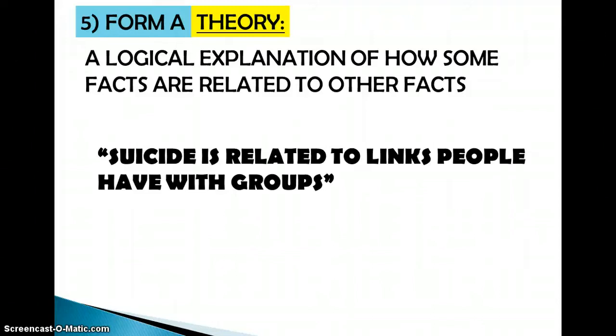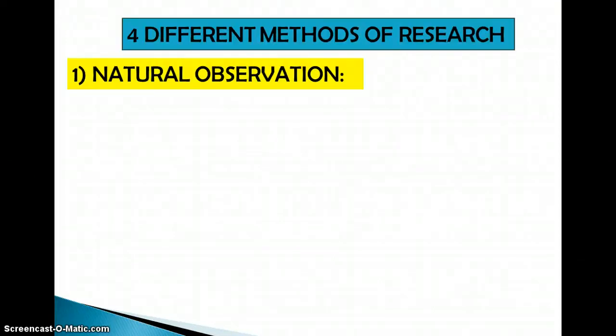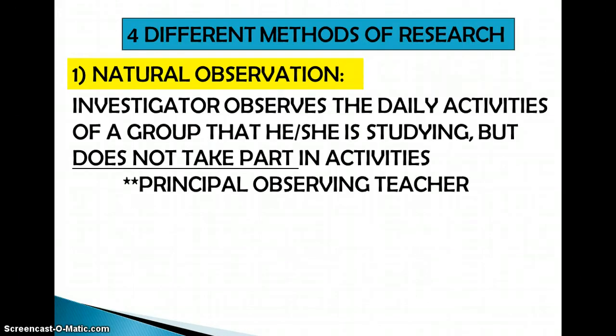Your theory, again, may be exactly like your hypothesis, or it may be completely different. And either way, you're still researching. There are really five different methods of research that sociologists use to collect different types of data on behavior. The first one is natural observation, and it's exactly what it sounds like.